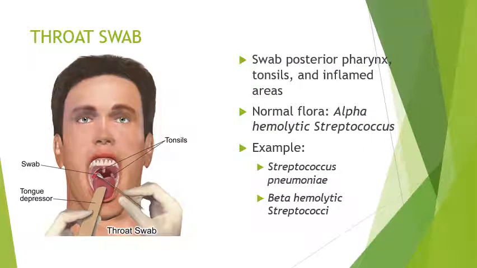Next would be throat swab. In throat swab, you swab the posterior pharynx, tonsils, and inflamed area. Note, here at the throat swab, you're actually using a tongue depressor and swab the posterior pharynx. So this is the posterior pharynx. Normal flora commonly seen when you're doing a throat swab would be the alpha hemolytic streptococci. Some examples to isolate are Streptococcus pneumoniae and beta hemolytic streptococci.